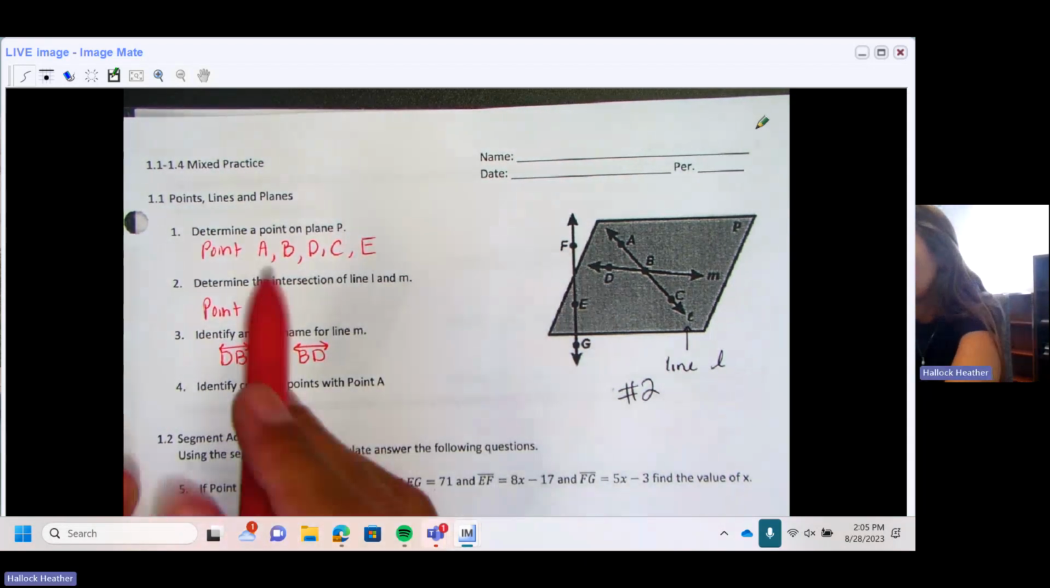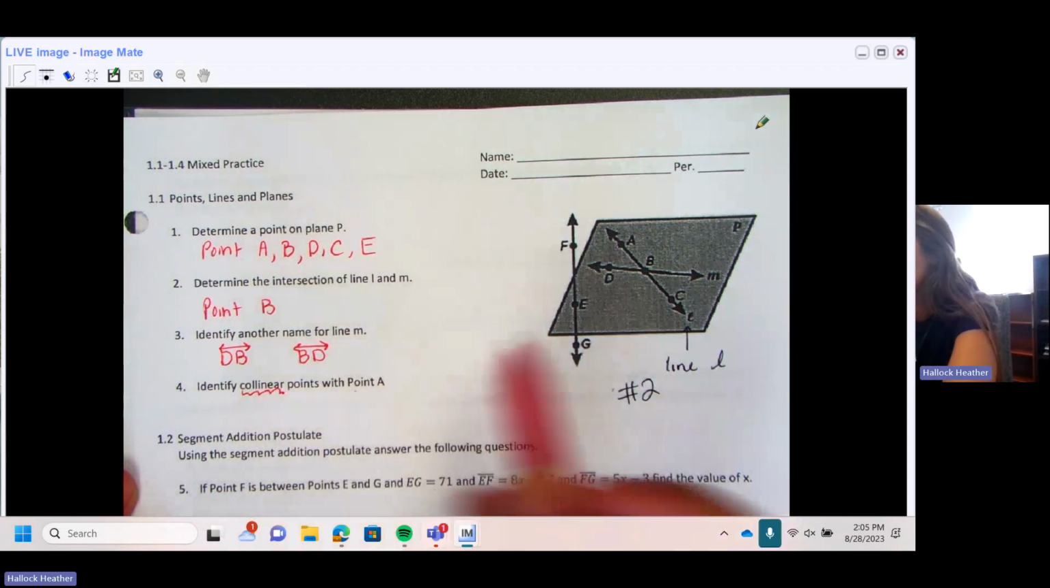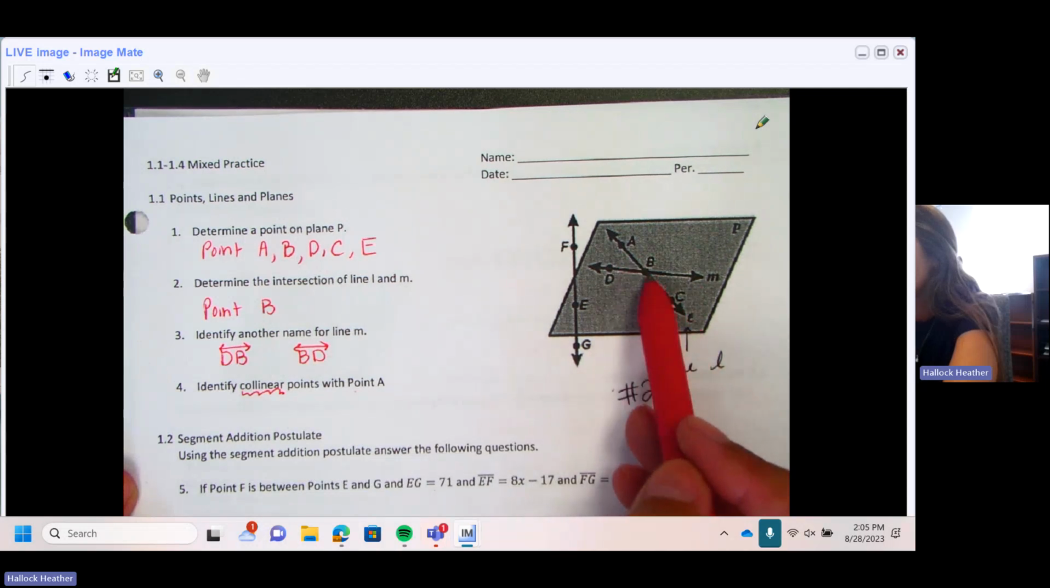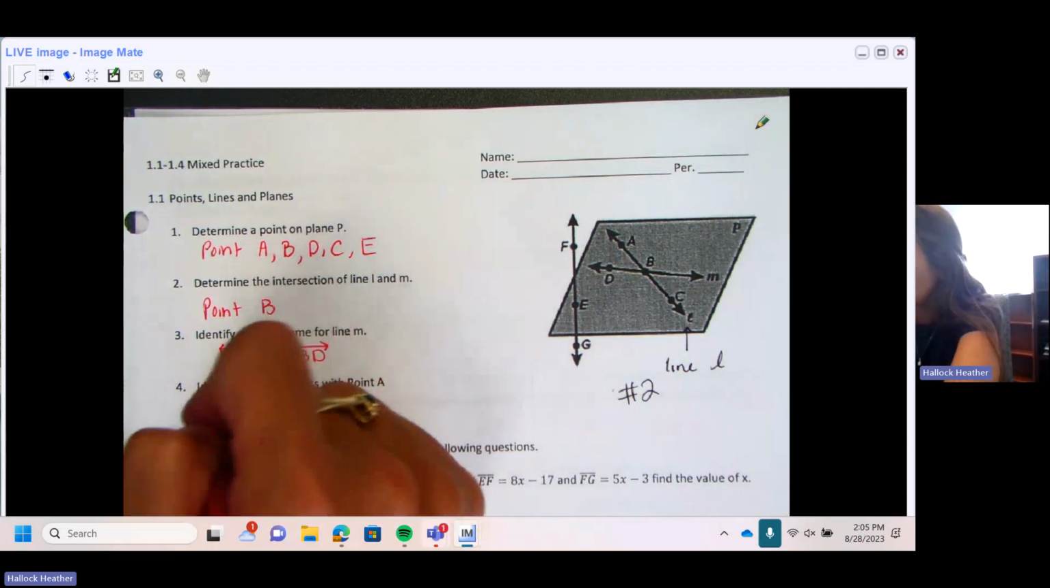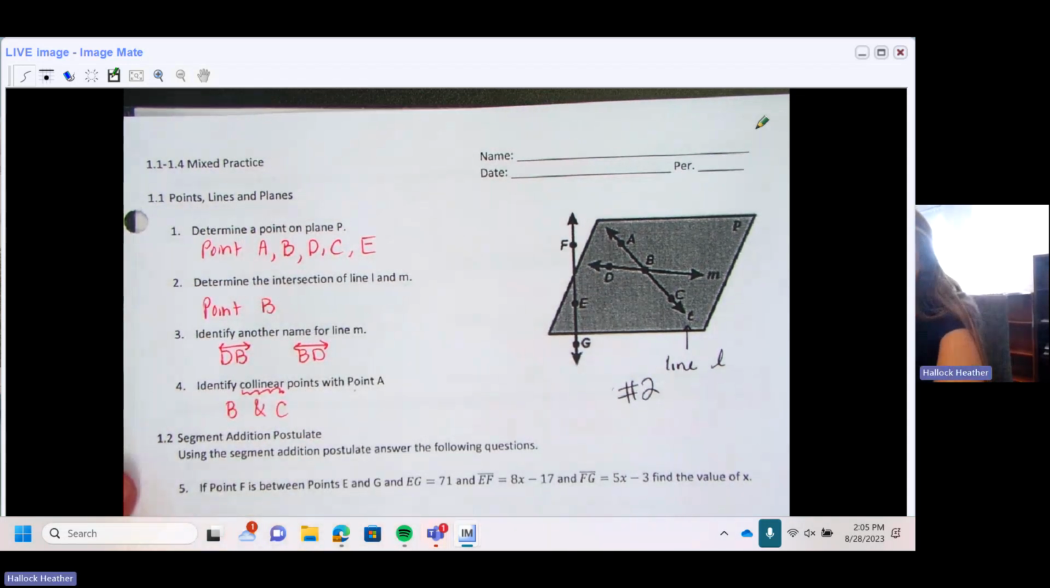Identify points collinear with point A. Collinear means points that fall on the same line. Point A is on line L, so you could say B and C. B and C are both points that are collinear with A. They fall on the same line.